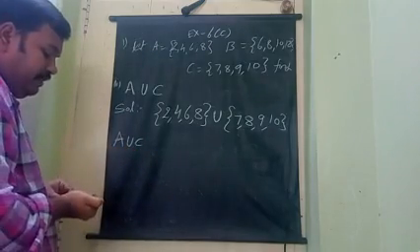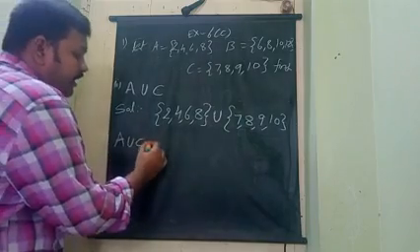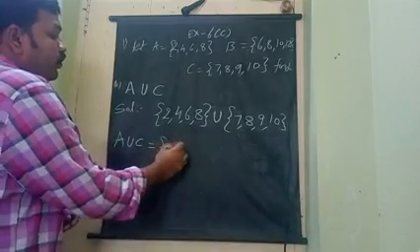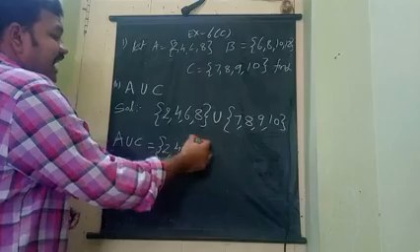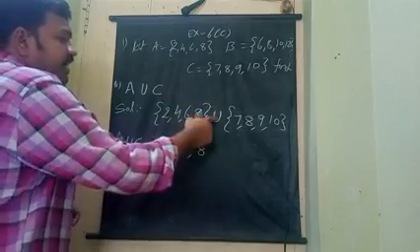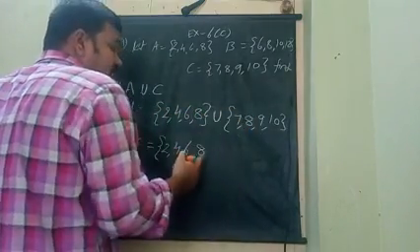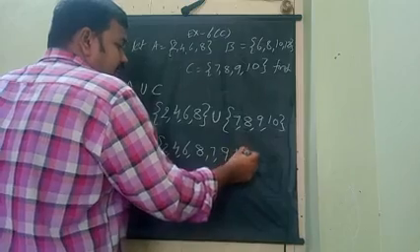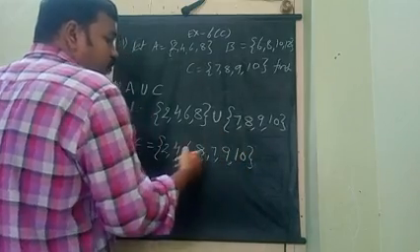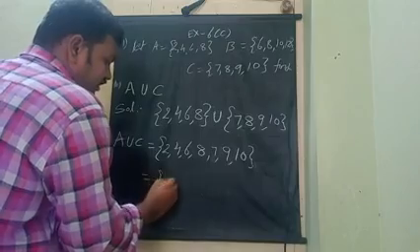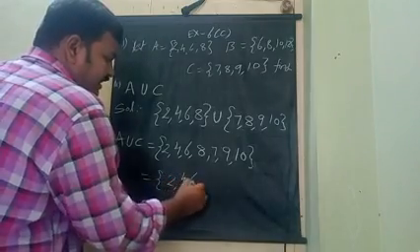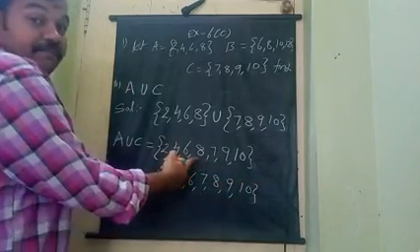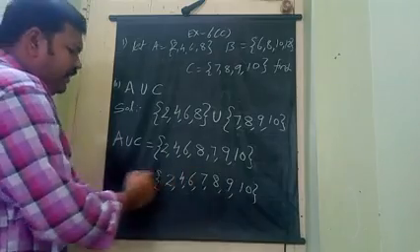What is A union C here? First of all, write the elements of A: 2, 4, 6, 8. Union means writing the second set also. So 7, 9, 10. 8 is already there, so no need to write it again. Now writing in order: 2, 4, 6, 7, 8, 9, 10. With this also the sum is completed.